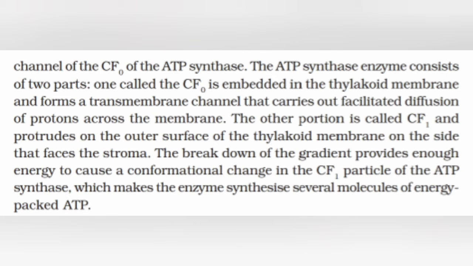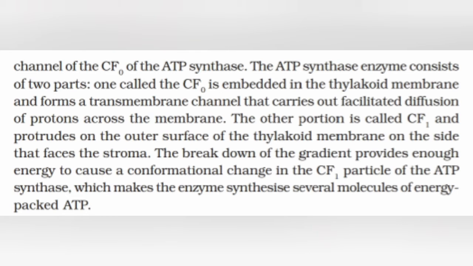The ATP synthase enzyme consists of two parts. One is called CF0, embedded in the thylakoid membrane, and forms a transmembrane channel that carries out facilitated diffusion of protons across the membrane. The other portion is called CF1. It protrudes out to the outer surface of the thylakoid membrane and faces the stroma.